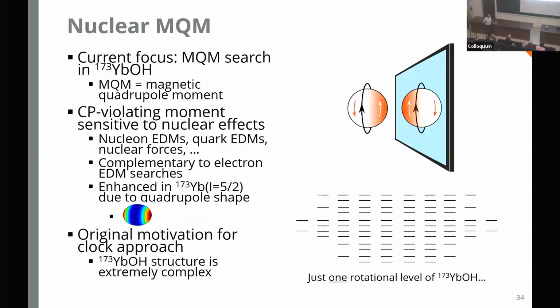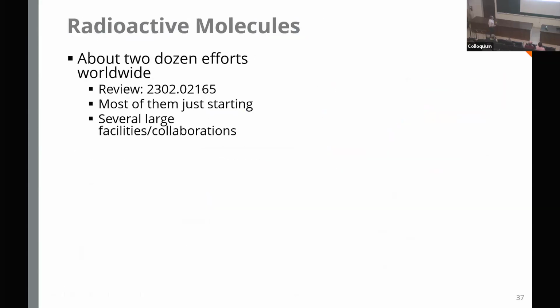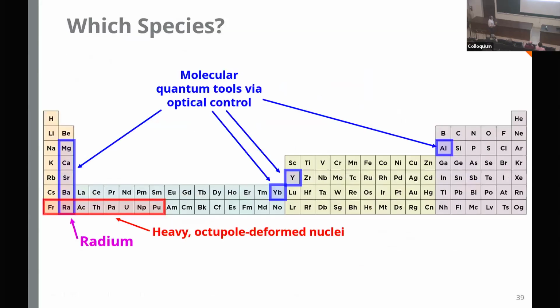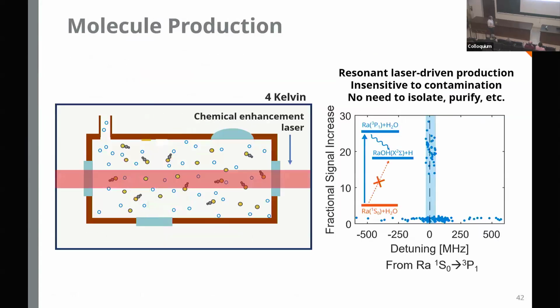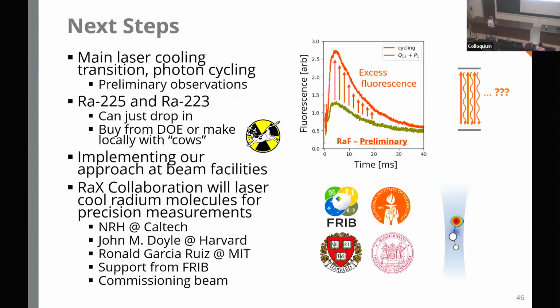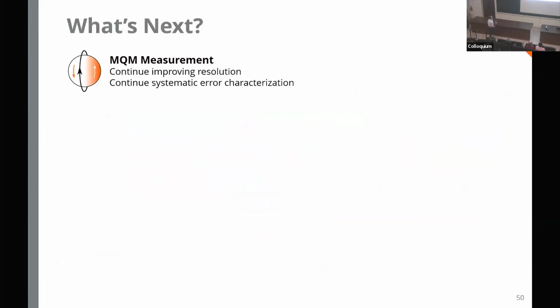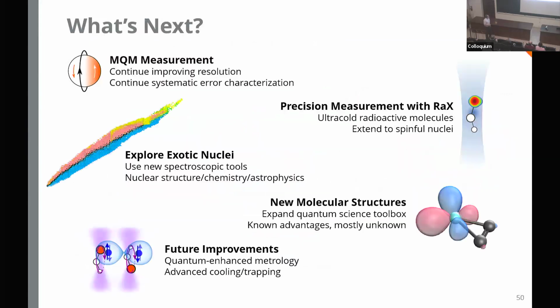Yeah, so I'd say, in some sense, this is a future version of all the things we're working on. I would say it's these radioactive molecules, ultra-cold radioactive molecules in traps. Because, for example, this is actually really MQM sensitive. And so the future generation MQM measurement would be this one.